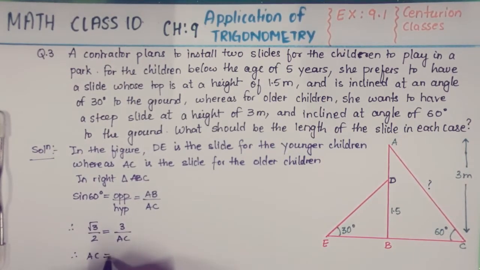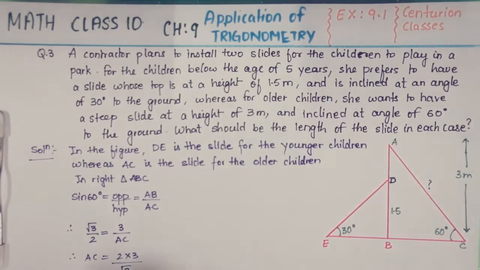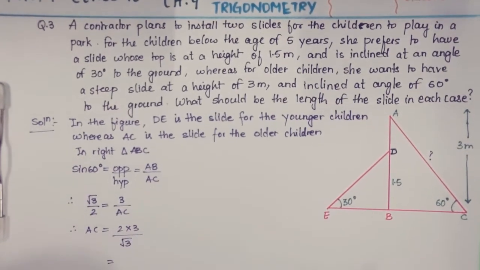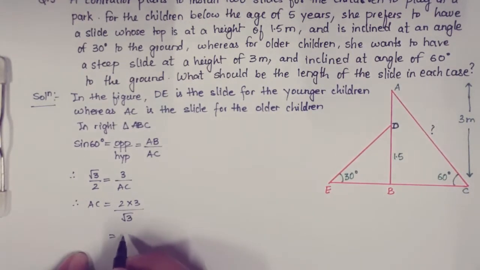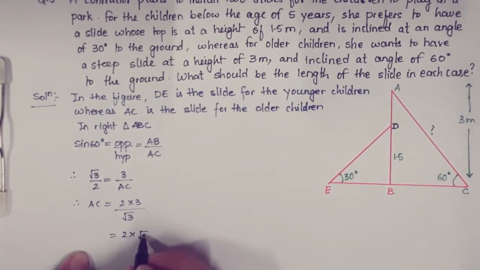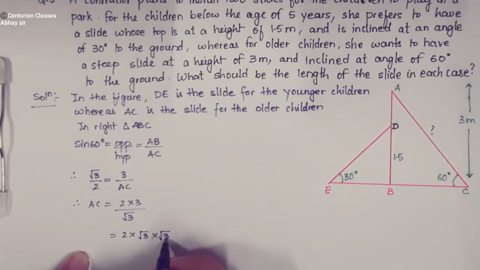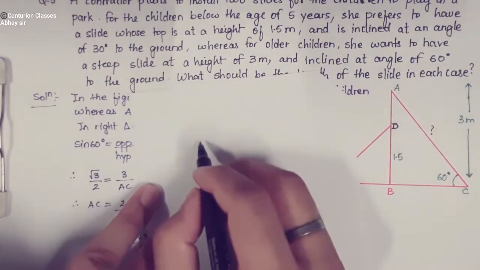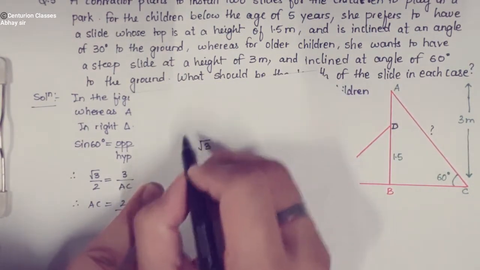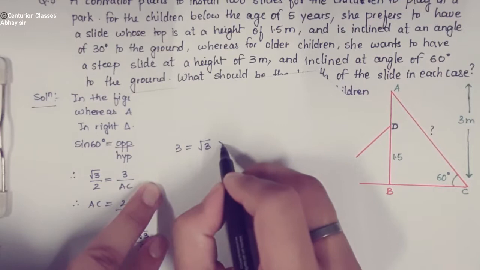So AC equals 2 into 3 upon root 3. Okay, so this you must be knowing, 3 can be written as root 3 into root 3, so 2 into root 3 into root 3 upon root 3. So I'll just explain why we can write like this. See, 3 we are writing as root 3 into root 3.